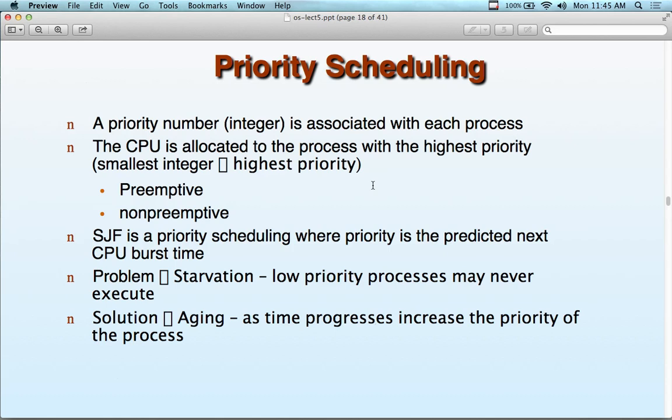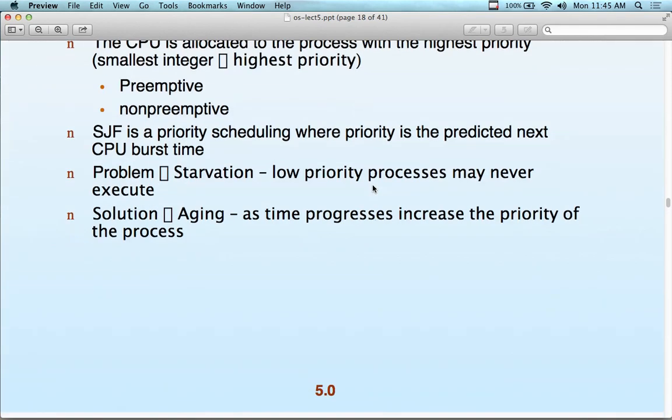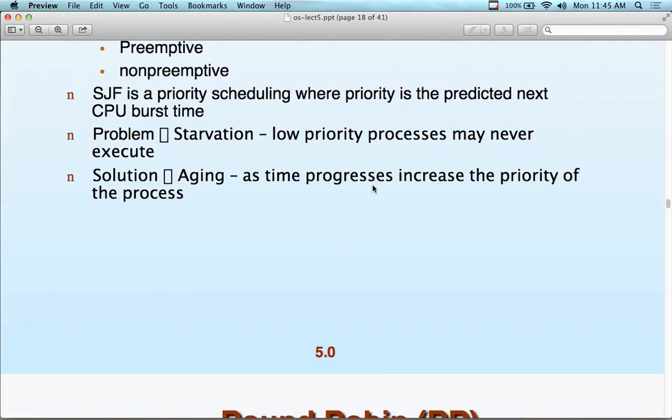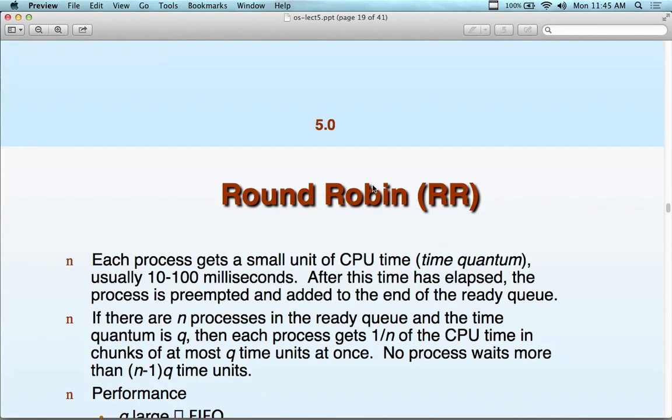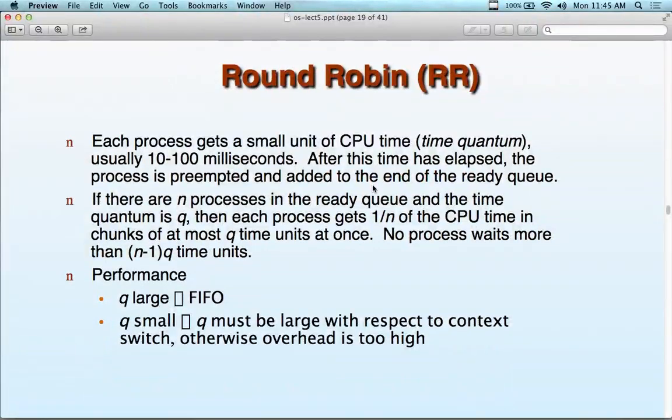Shortest job first is a priority scheduling, where priority is the predicted next CPU burst time. Problem you might have is starvation, where lower level processes may never execute because there are too many higher priorities out there. And then the aging, as that time progresses, the priority of the process could actually be upgraded, and then all of a sudden a low priority process turns into a high one because it's sat there all morning and it needs to run now.